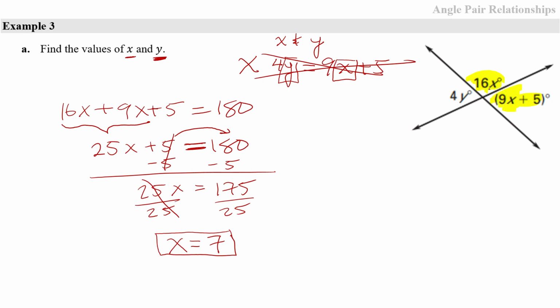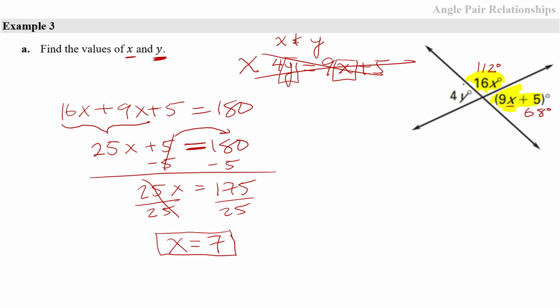If you plug in 7 on the top, 16 times 7 will give you that this top angle is 112. If you plug in 7 on the bottom, 9 times 7 plus 5 will tell you that this angle is going to be 68 degrees. Now once again, 112 plus 68 is 180 because together they make a linear pair. So we have two options.